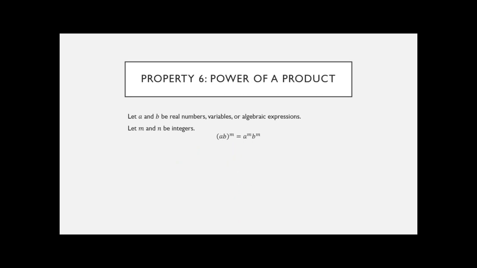Next one is power of a product. So it's basically, we've got now 2 things inside, and then we have a single exponent on the outside, (ab)^m. And what this essentially means is that you can distribute the exponent from the outside to the inside, so that everything on the inside has that same exponent.